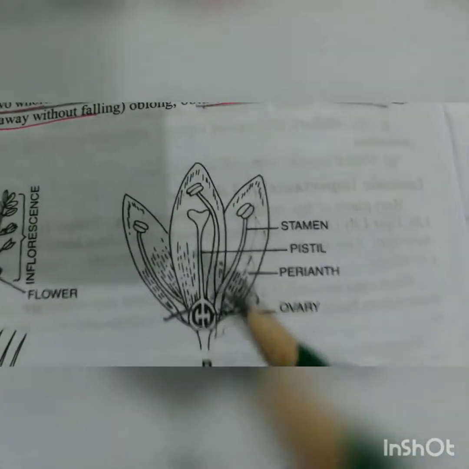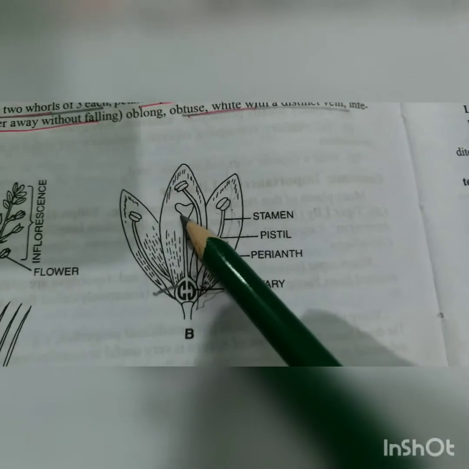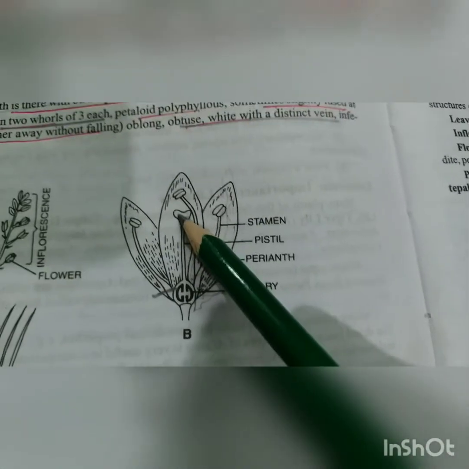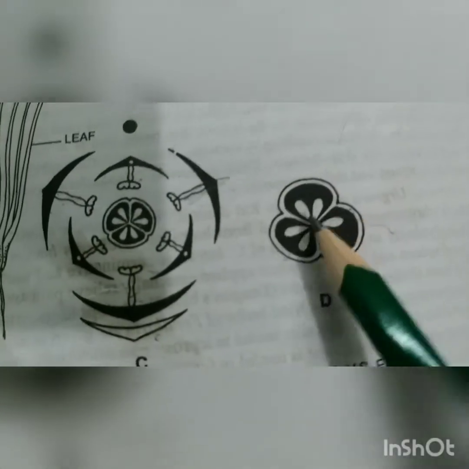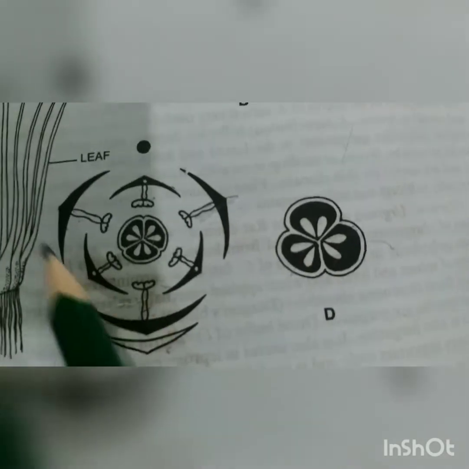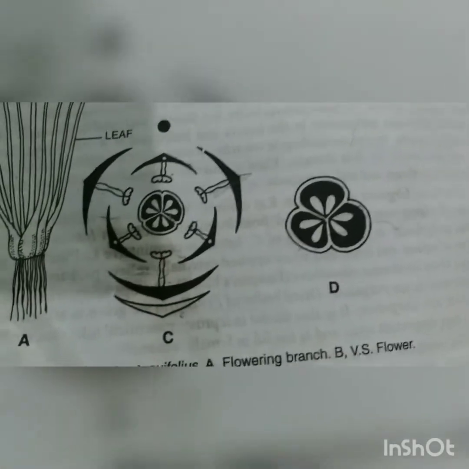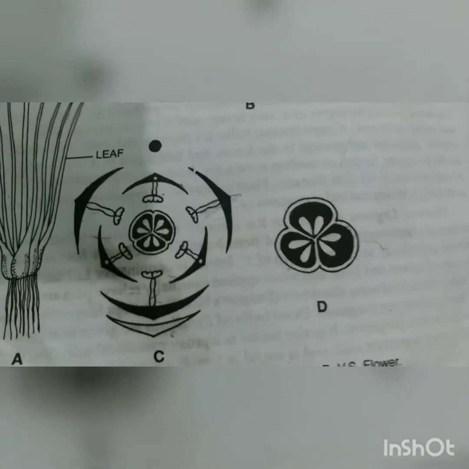And see, this is the single style which is expanded. Expanded means it starts expanding towards the tip. Here it expands. It is trilobed, right? And it is axile placentation, 2 ovules in each locule, and it is tricarpellary. Syncarpous condition means superior ovary because it is a hypogynous condition.